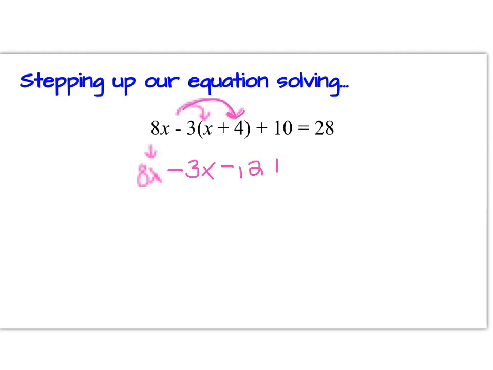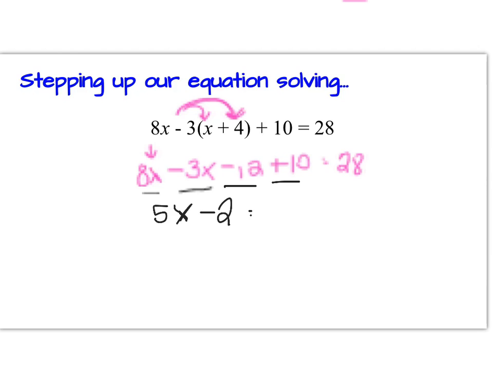I'm going to bring down my plus 10, and that all equals 28. Okay, from here I just need to combine my like terms. So I have a positive 8x and a negative 3x. So I'm going to get a positive 5x, a negative 12, and a positive 10. It gives me a negative 2.